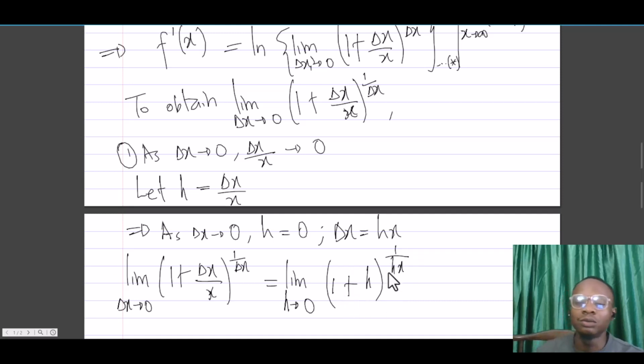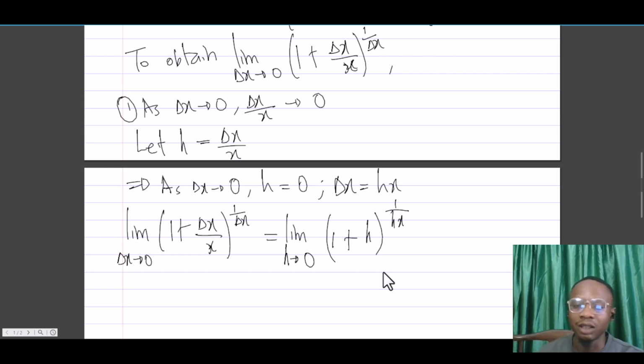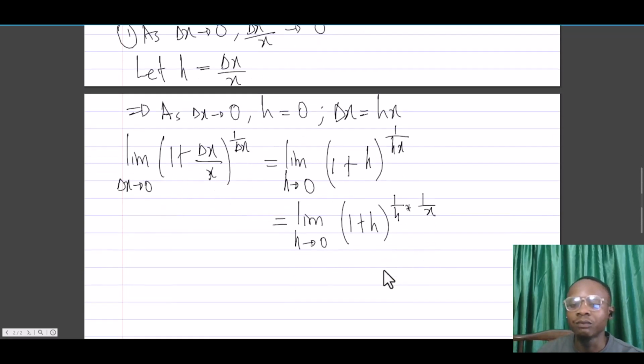Okay, so we can say that what we have here is equal to the limit as h approaches 0 of (1 plus h) to the power of 1 over h, multiplying 1 over x, because 1 over h multiplied by 1 over x will give us 1 over hx that we have here. So we have successfully separated this out. And then we know that since x is a constant, 1 over x is a constant.